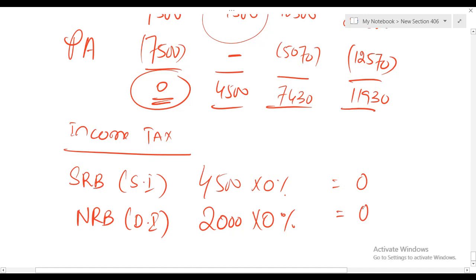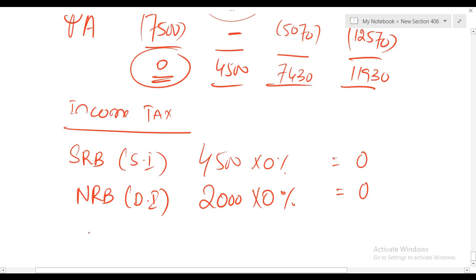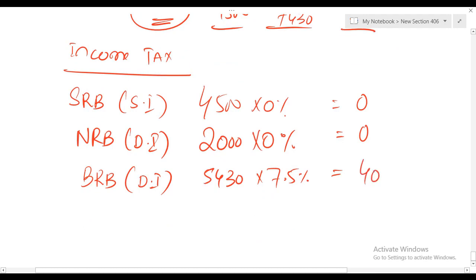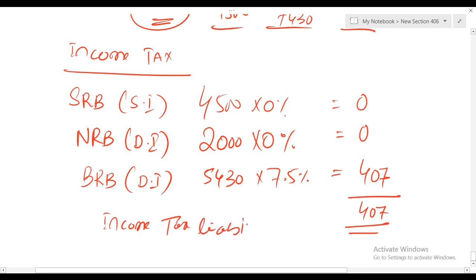So from 7430, if I deduct 2,000, then we have the basic rate band. From 7430, I deduct 2,000, I'll be getting 5430 into 7.5%. That is 407. This is 0.25 as well. I'm ignoring that 0.25. So income tax liability is 4075. So income tax liability is 4075.